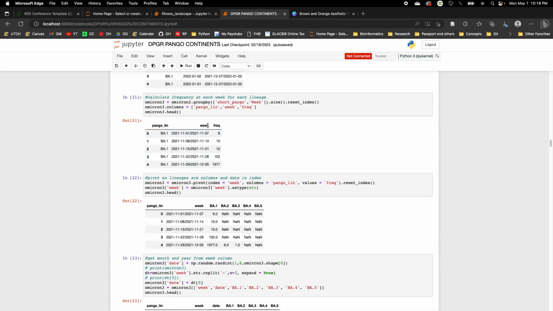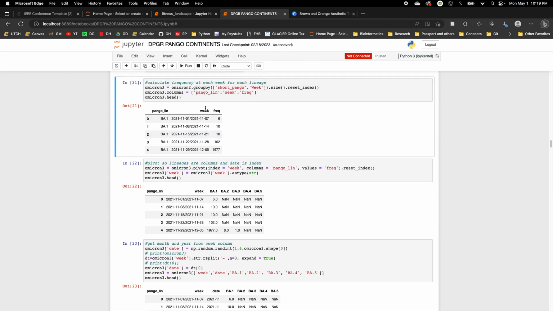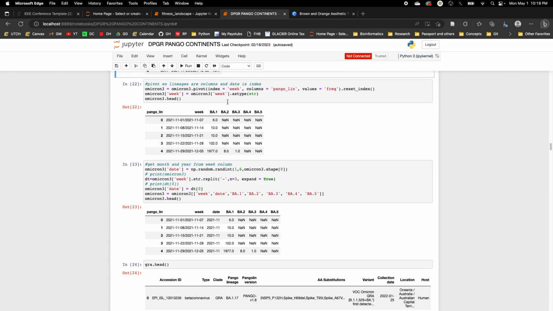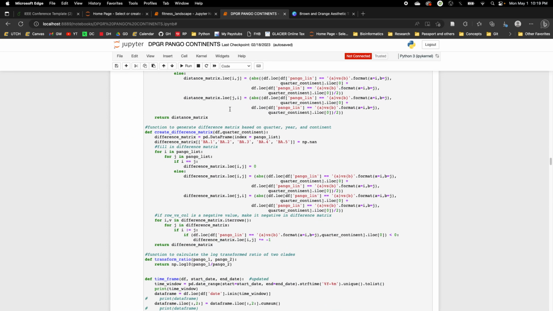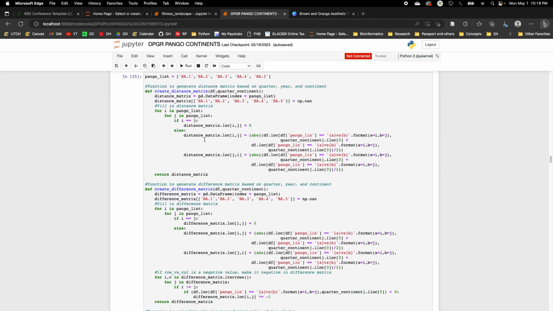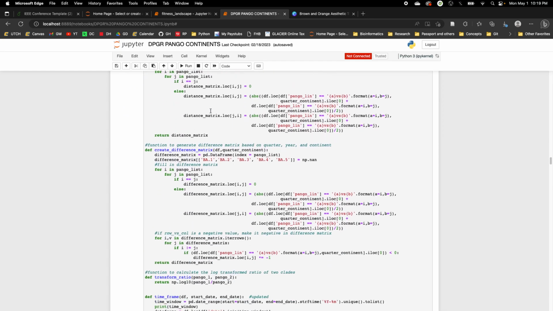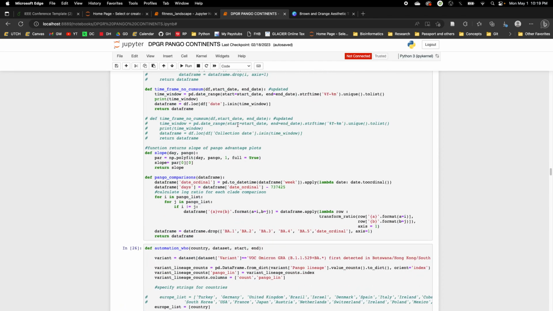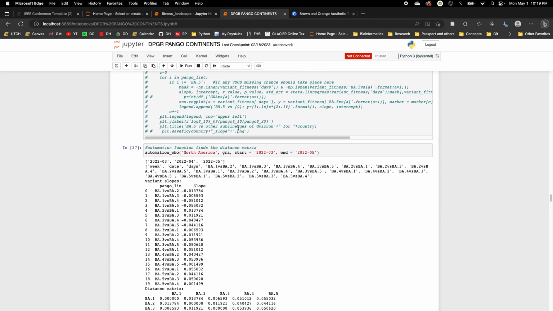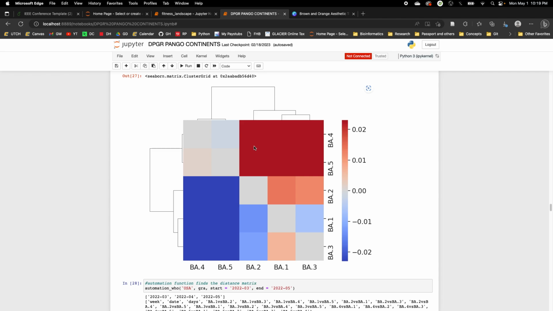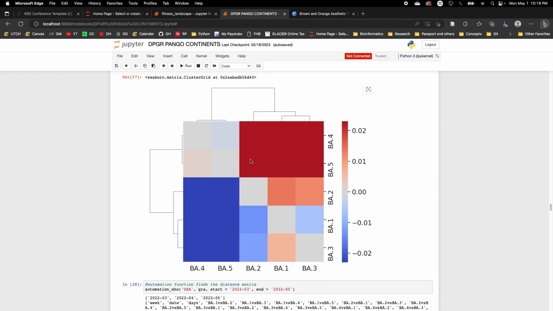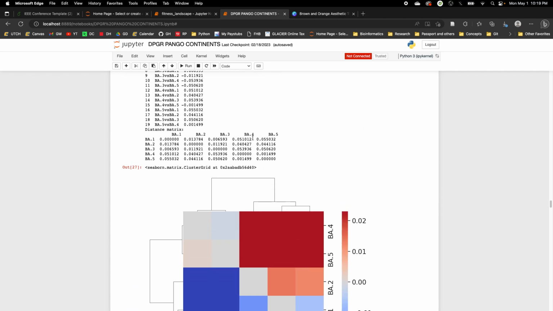So you can see that in this week this amount of BA1 was submitted to the dataset. So after getting the weekly sum of submission counts, we used the pairwise distance function that was created to find the pairwise distance matrix. So this is basically the visual output of the pairwise distance matrix.